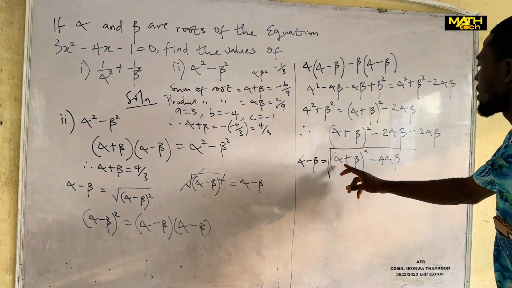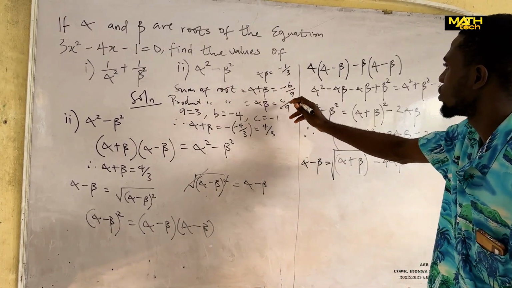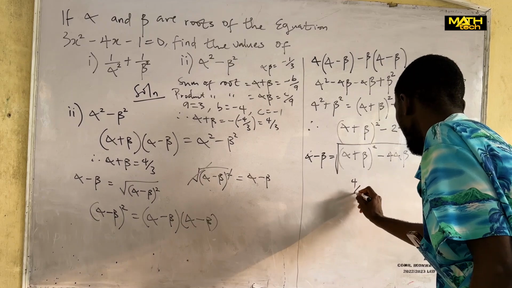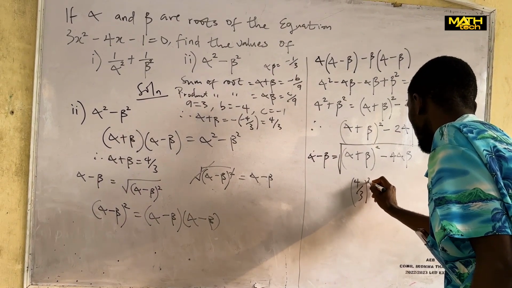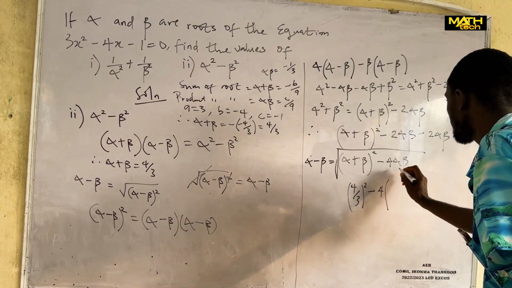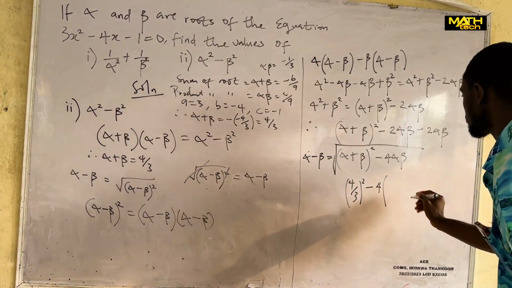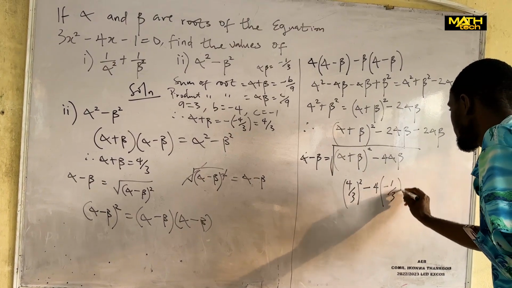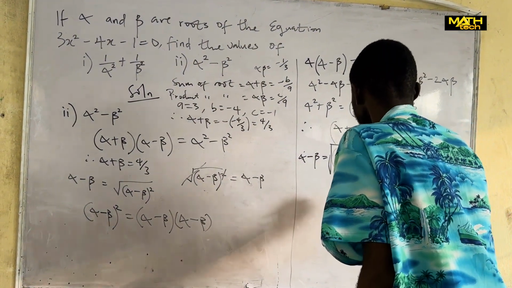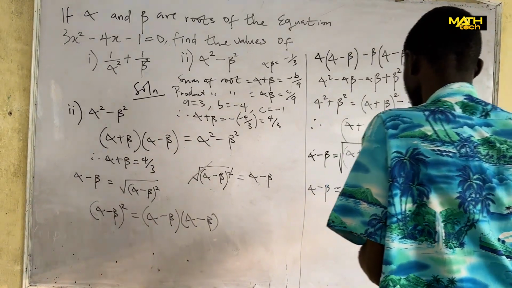So now, alpha plus beta is what? Alpha plus beta, which is the sum of the roots, will give us 4 over 3. So we say (4 over 3) all squared minus 4 into alpha beta, the product of the roots, which is minus 1 over 3. And don't forget the square root. Alpha minus beta.